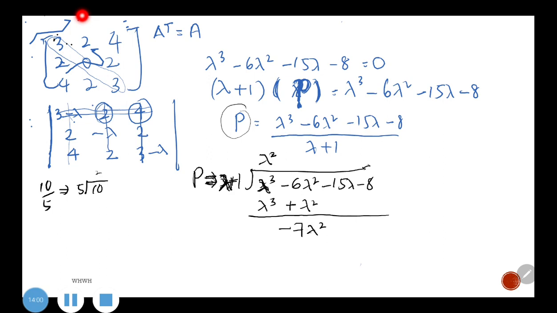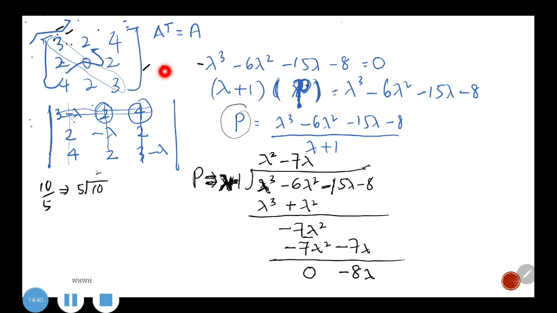So untuk dapat 7 lambda square, lambda ni of course you kena darab dengan minus 7 lambda, right? So minus 7 lambda darab dengan lambda is minus 7 lambda square, and then minus 7 lambda tambah 1 darab dengan 1, so you get minus 7 lambda. Okay, so yang ni tolak-tolak, you akan dapat kosong kat sini, and then minus 15 lambda minus with 7. Okay, jadi tambah negatif 15 lambda tambah 7 lambda, you gonna get negatif 8 lambda.